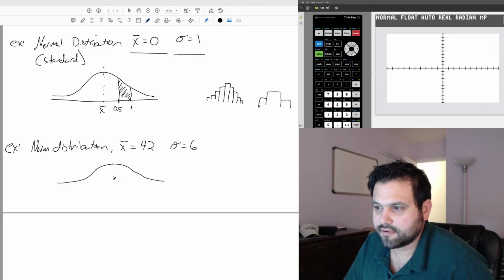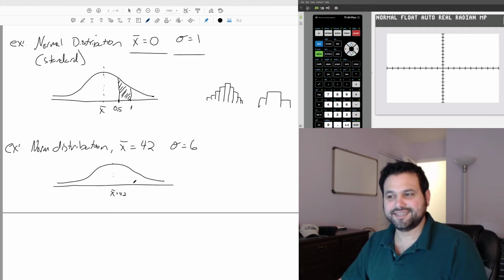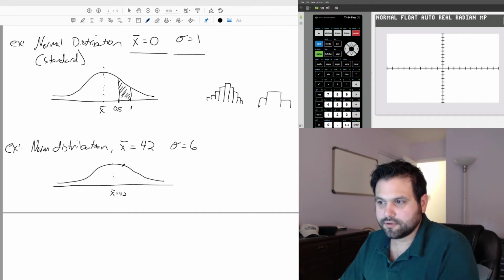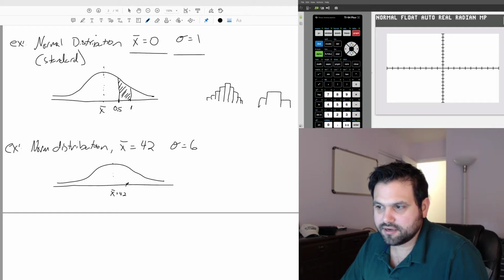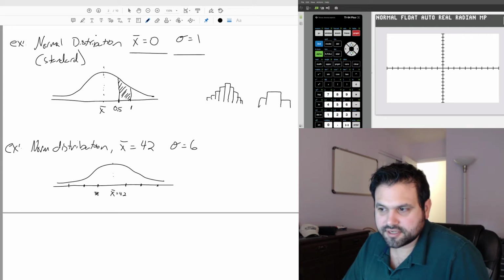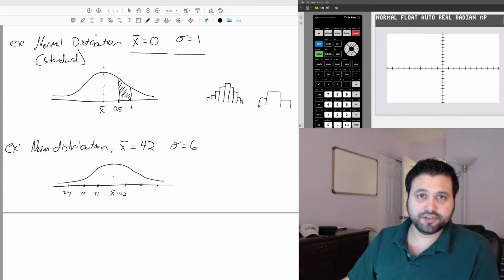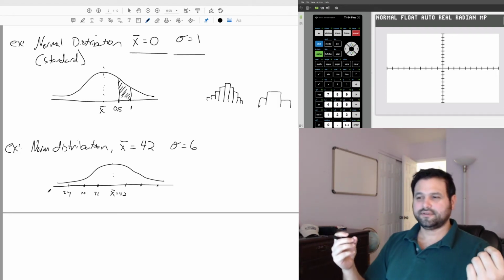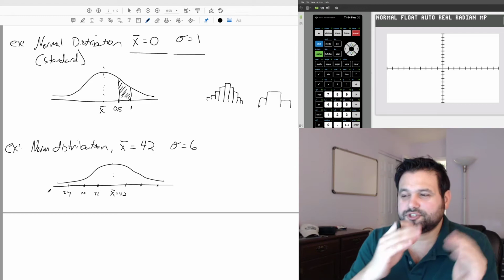It means that the mean 42 is right in the middle, and it's kind of giving us an idea that as we move out from the mean in both directions, we're adding and subtracting 6. Okay, so this would be like 36, this would be 30, this would be 24. Okay, and this would continue, but the probability of that is getting so small.